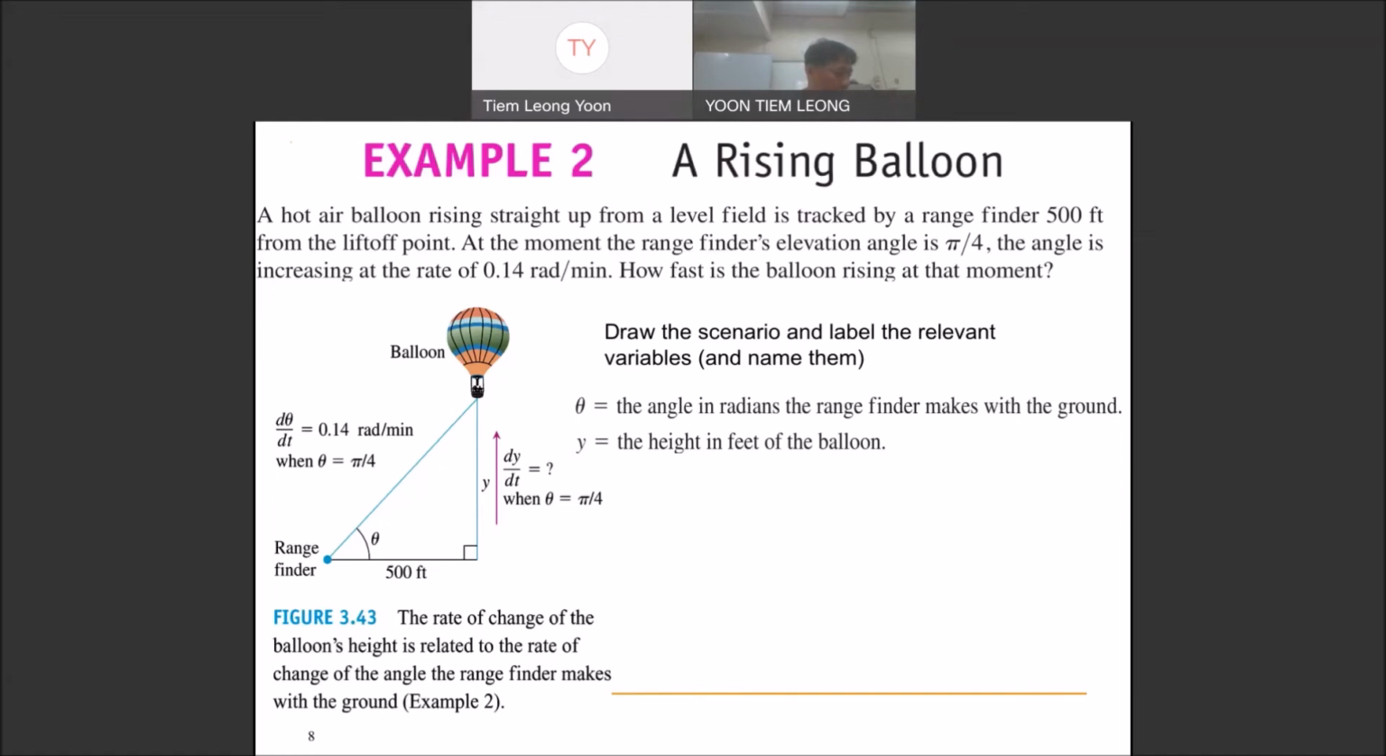A hot air balloon rising straight up from a level field is tracked by a rangefinder 500 feet from the lift-off point. So this is the scenario. You have a balloon somewhere, and the point is at a distance of x away from a reference point. So x is the distance to the lift-off point. You track the balloon from the rangefinder. So here is the rangefinder, and this is the point where the balloon is released.